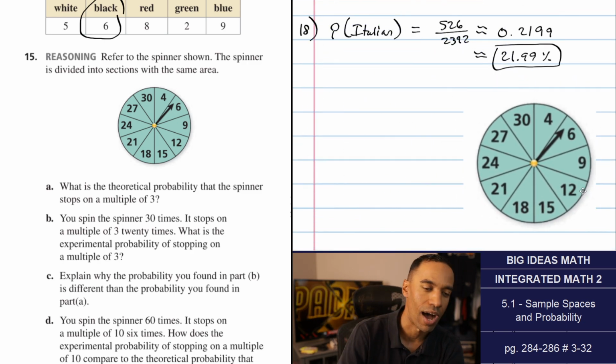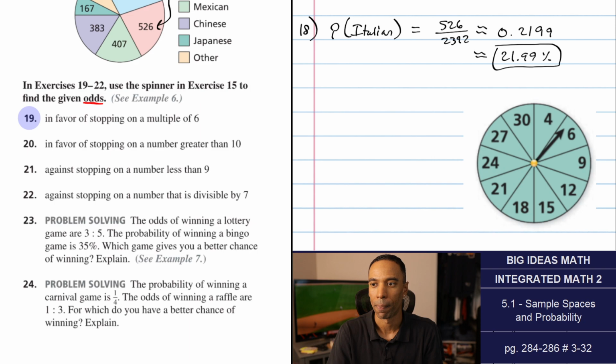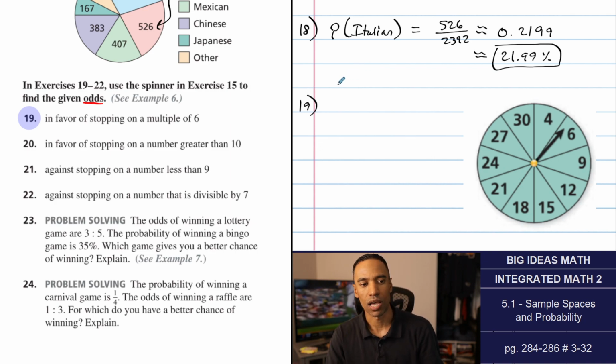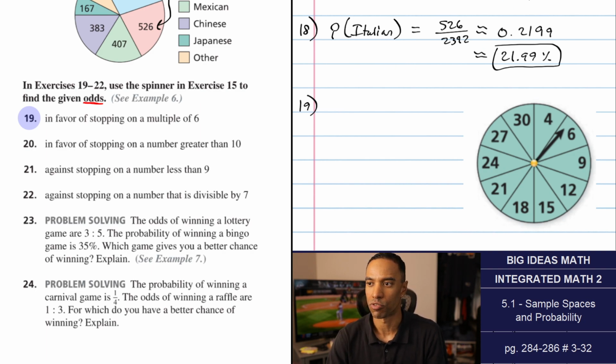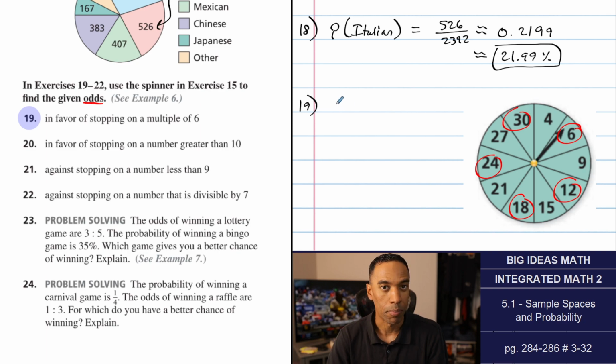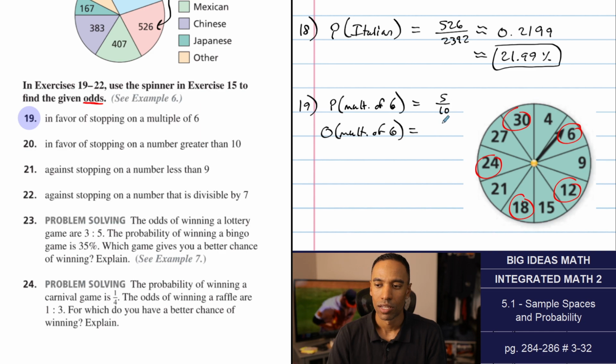Odds is not probability. Odds is favorable outcomes divided by not the total, but the unfavorable outcomes. Basically everything that's not your thing. I'll write it out as a formula the first time through. Number 19, the odds in favor of stopping on a multiple of 6. First, the probability of stopping on a multiple of 6 is here, here, here, here, and here: 5 out of 10.